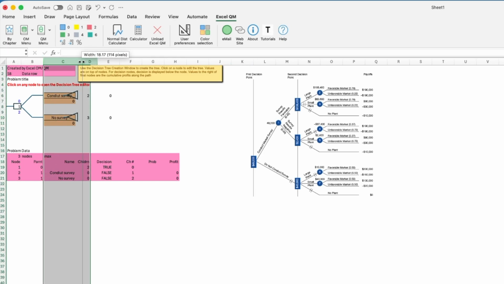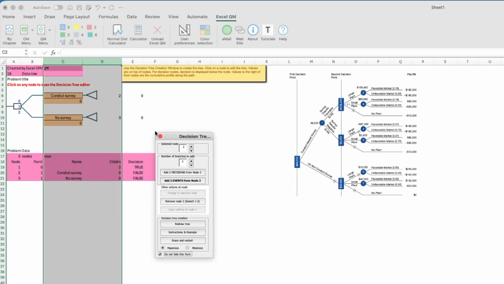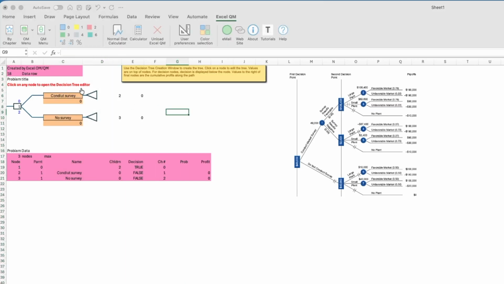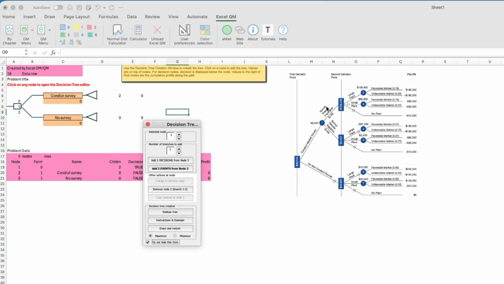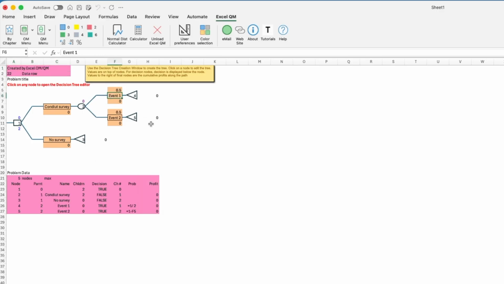And I can increase this. So at node 2, if I click on this node, I can add two events this time. So at node 2, I'm going to add two branches and two events. Event 1, if survey result is favorable, and the next one if survey is not favorable.